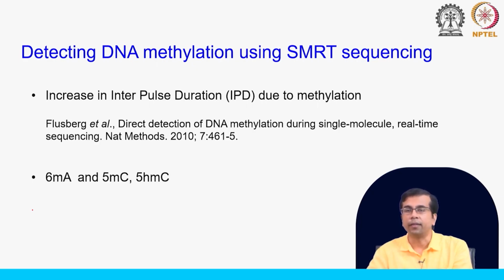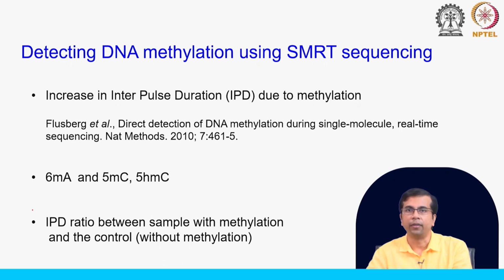So, it turns out that this method can detect 6mA as well as 5mC and 5hmC. You can imagine these chemical structures are different, so they affect the signal, or these parameters, in different ways, which we can then use to identify these methylation patterns. What we look at is the IPD ratio between the sample with methylation and the control. This is what this paper did, and they looked at this modification in a specific genomic or sequence context, and then looked at these IPD ratios between the sample with methylation and the control without methylation.